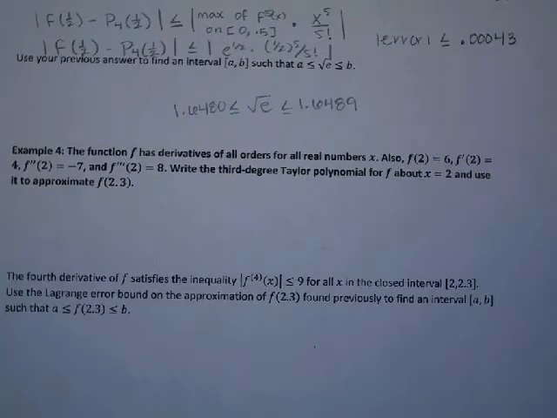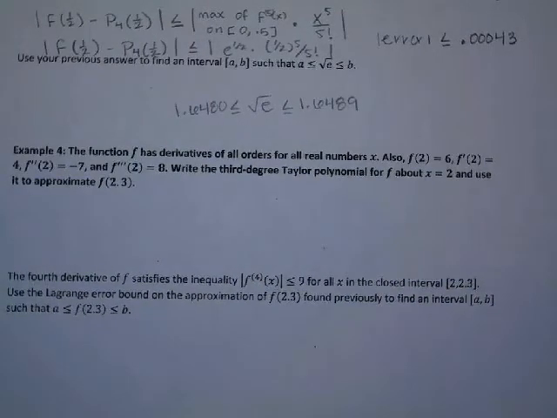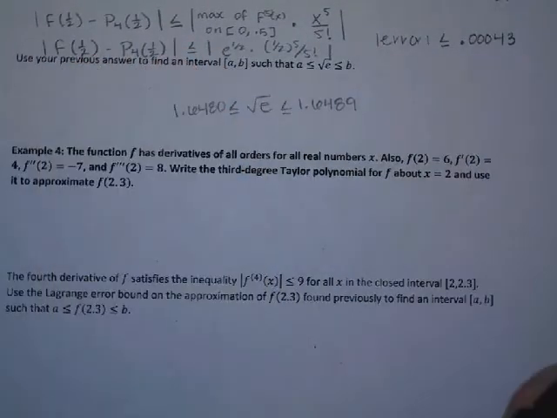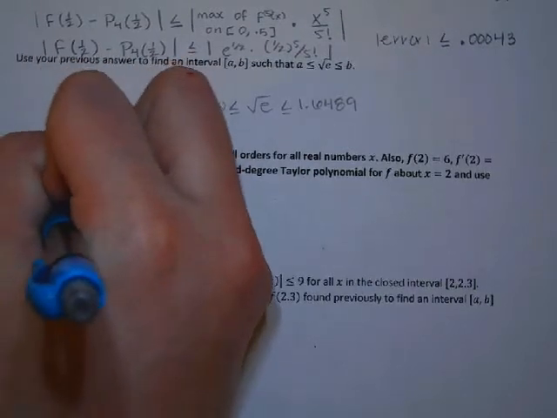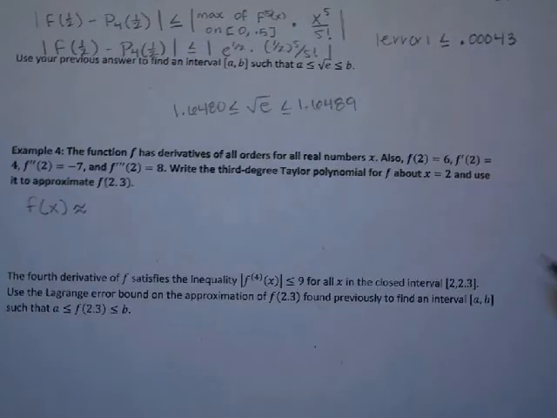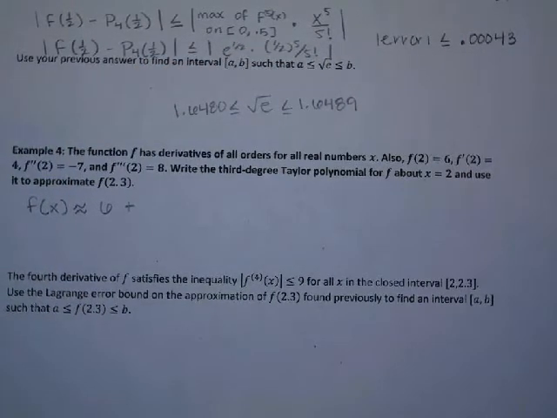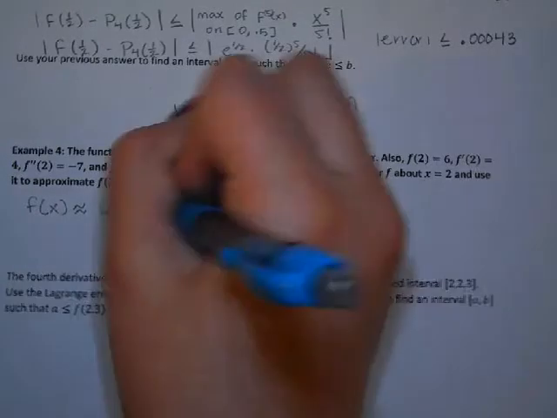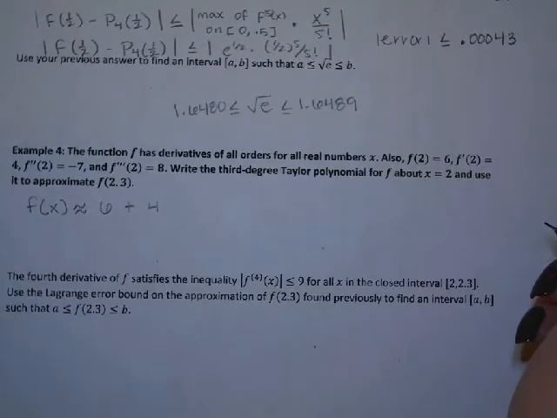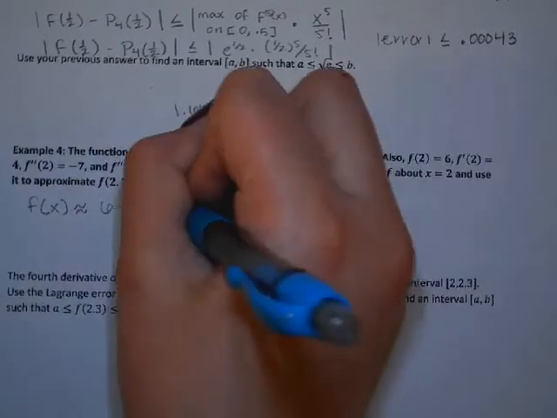All right, here's the next one. The function f has derivatives of all orders. f of 2 is 6, f prime of 2 is 4, f double prime is negative 7, f triple prime is 8. Write the third degree Taylor polynomial and use it to approximate f of 2.3. So, f of x is approximately 6 plus, what do I write next? Not x minus 2.